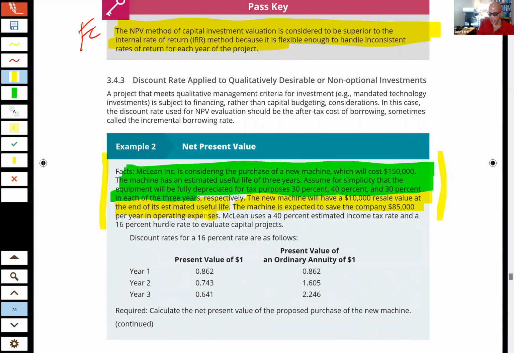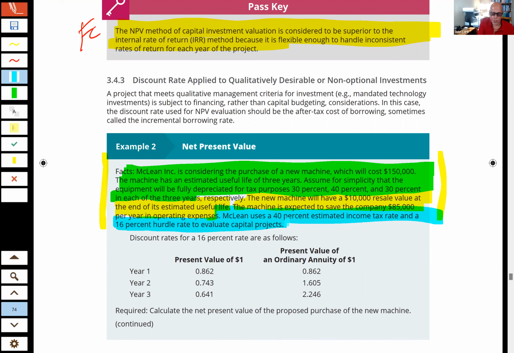And then we use a 16% hurdle rate to evaluate the project. Again, that hurdle rate is determined by management. It might even be at the board of directors level, where they say, if you're going to invest in a project, we need a return of 16% or more. They maybe use the weighted average cost of capital or one of those other tools that we talked about in the previous lecture for chapter 2 to come up with that rate.